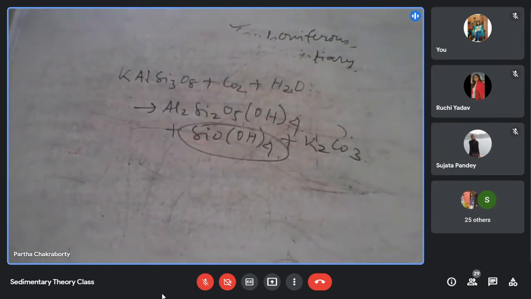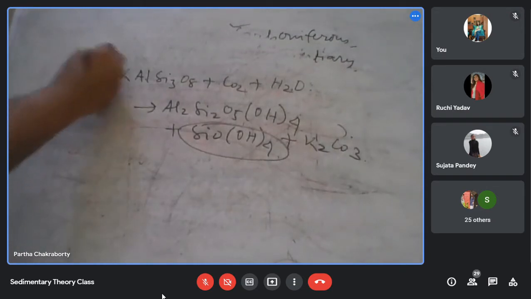Now this silicic acid is the primary source of silica when you get the deposition of chert in a sedimentary basin. That weathering reaction basically releases the silica from the mineral structure in the form of silicic acid. This is number one, the source of silica.